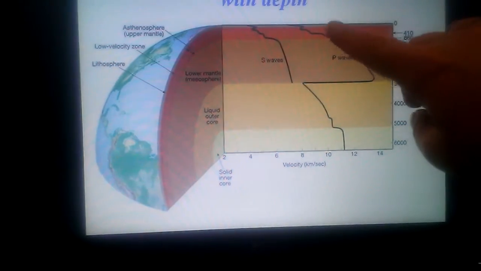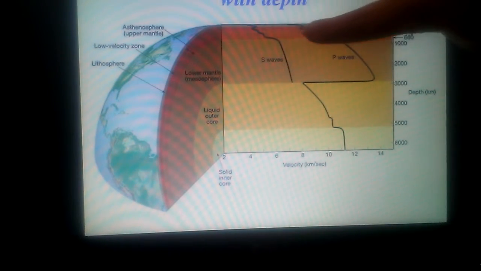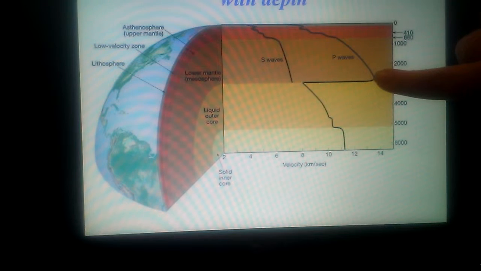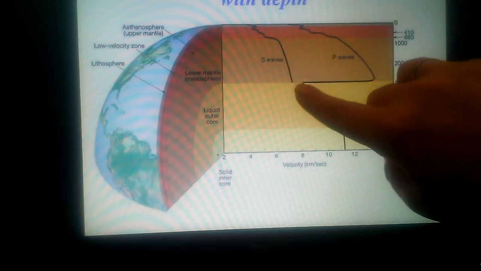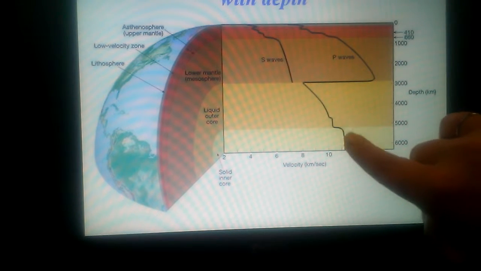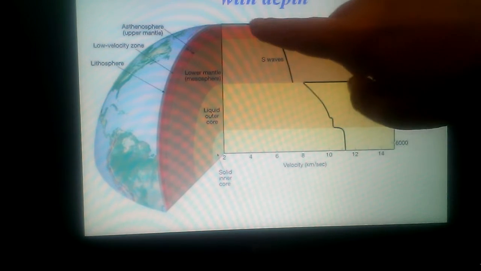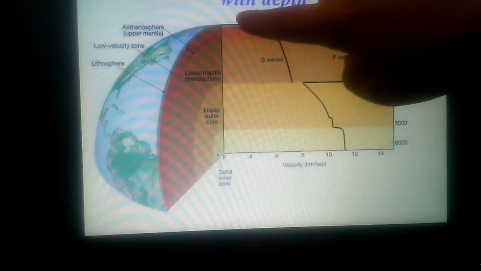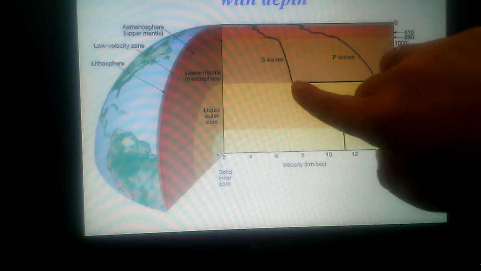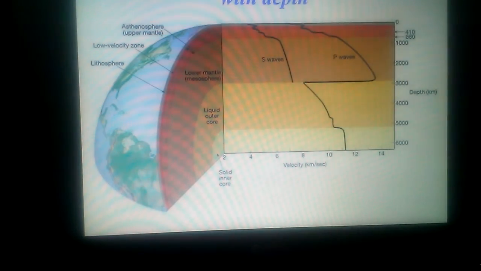So if we were looking at a graph, this is a graph of how they move. So this is the P wave moving through the mantle, up, it slows down a lot, but it's still able to move through the liquid outer core and then through the solid inner core. And here's our S waves. They're moving through the crust, up, here's the mantle, up, stop, they can't go any further, outer core. Just keep that in mind as you're studying.